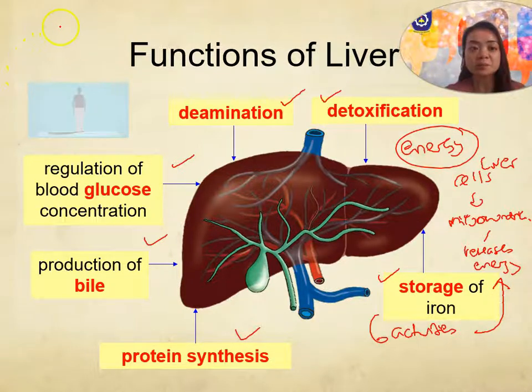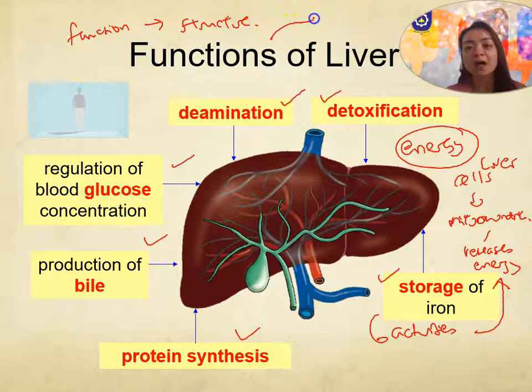So we must be able to link the function to the structure. So if I were to ask you, how come the sperm cell needs to have a lot of mitochondria? Because the sperm cell has a tail, and the tail is about movement, and movement requires a lot of energy.